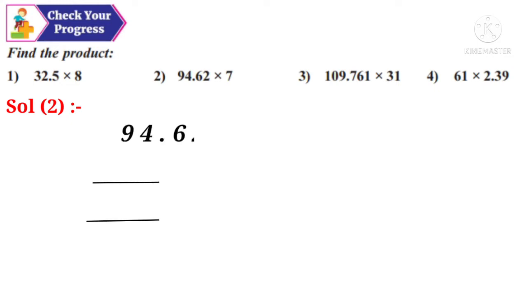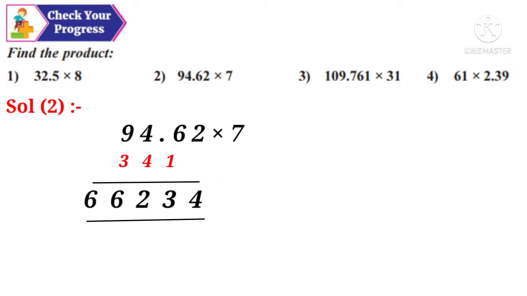94.62 into 7. On multiplying with 7, we get 7 2s are 14, so 4 1. 7 6 are 42 plus 1, 43, so 3 4. 7 4s are 28 plus 4, 32, so 2 3. 7 9s are 63 plus 3, 66. Observe that there are two decimals. So we have to put a decimal in the product counting from right side two numbers, that is 662.34.